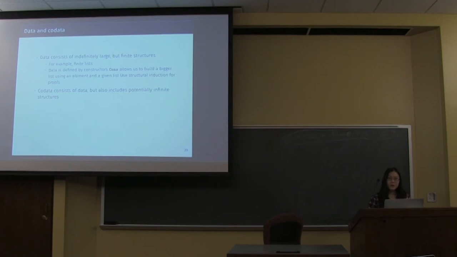The dual to this is codata, which consists of everything in data, but also includes potentially infinite structures. So one example is streams. Streams can be finite or they can be infinite. And for those of you who haven't heard of streams, they're essentially lists, but you get one element at a time, and it can go on indefinitely, as I mentioned. Can or always does? It can. Codata is defined by destructors, so that means something like head or tail, which you can apply to a stream to get an element and a new stream.